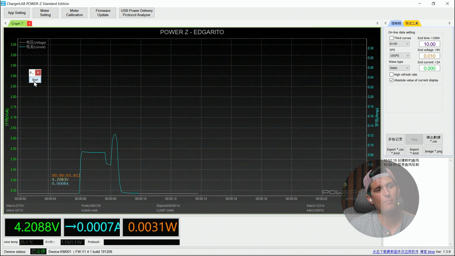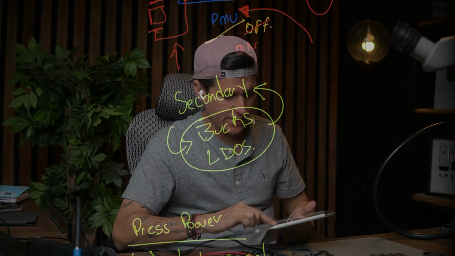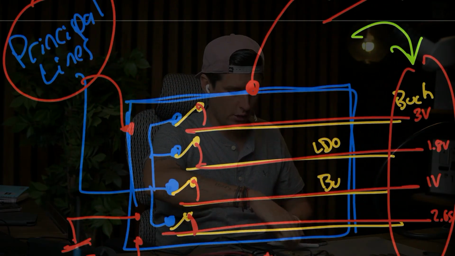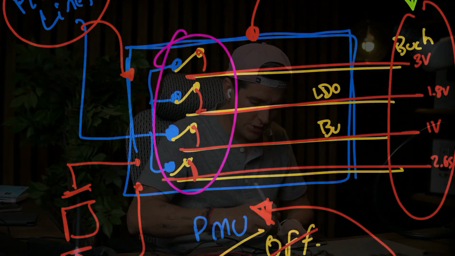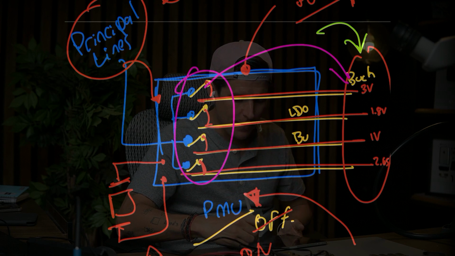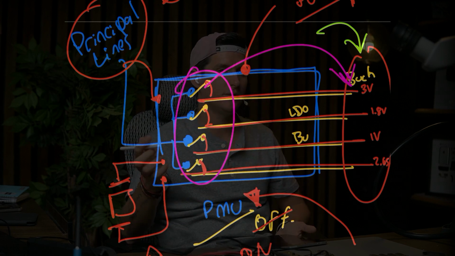So when you do that, you are closing all the switches from the PMU. Remember, I explained this one to you, right? So when you press the power button, you are closing all these switches and you are providing power to so many components. Okay, this is so important to understand because later we are going to see what happens if you have a secondary line bad.